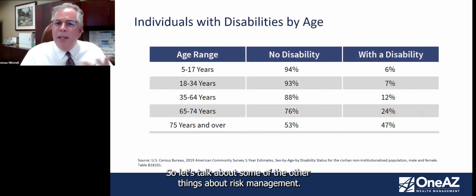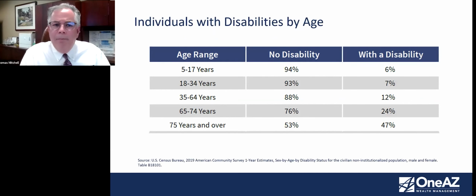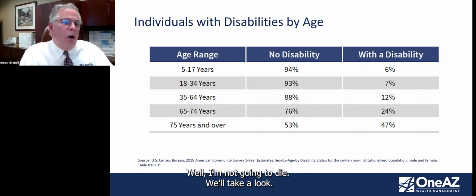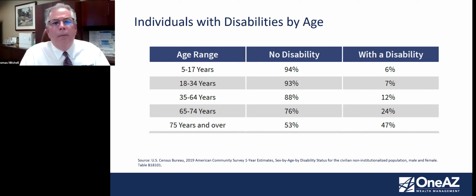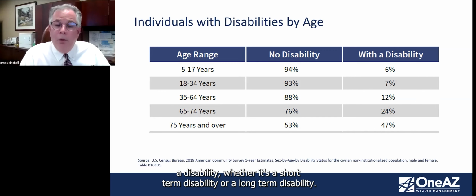So let's talk about some of the other things about risk management. One of the call outs I want to mention is disability. People think, oh, I'm not going to get disabled. Oh, I'm not going to die. Well, take a look. I broke it down by age brackets. That shows you the percentage of those in those age brackets that will experience a disability, whether it's a short-term disability or a long-term disability.